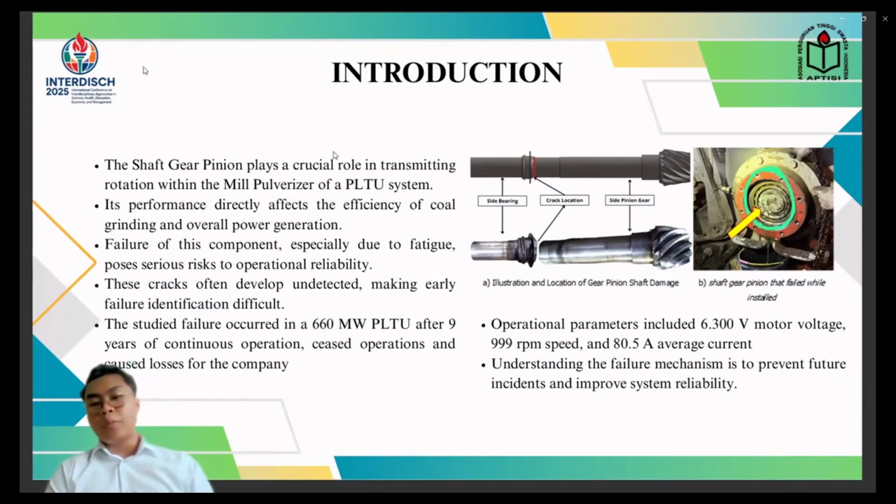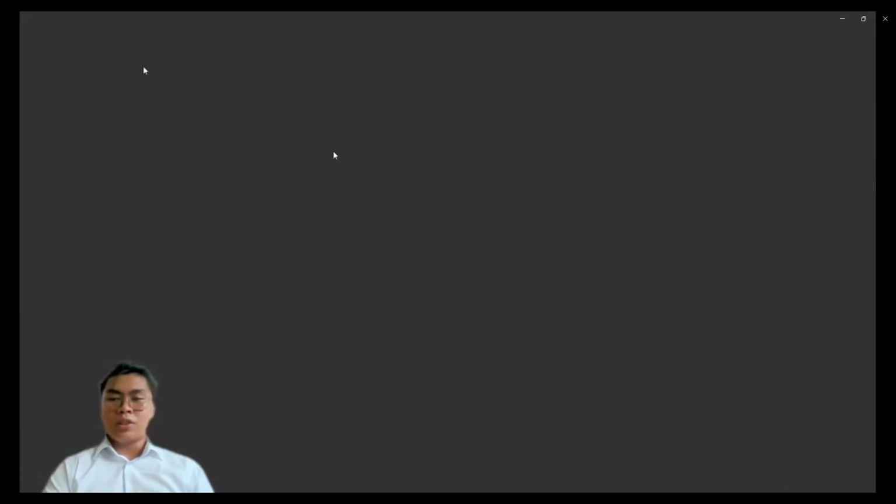Operation parameters include 6,300 volt motor voltage, 999 RPM speed, and 80.5 ampere average current. Understanding the failure mechanism is needed to prevent future incidents and improve system reliability.